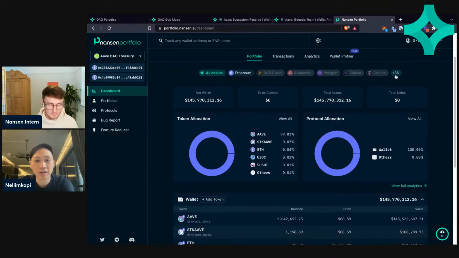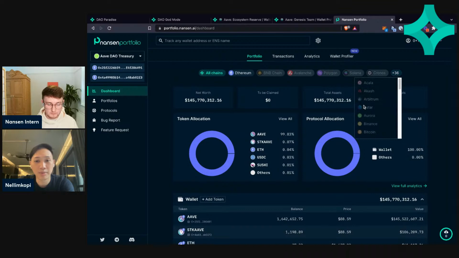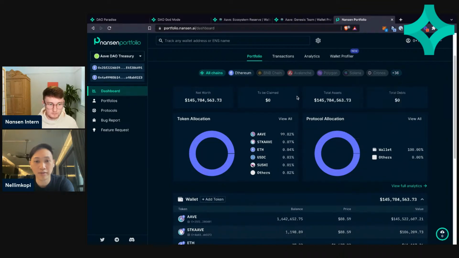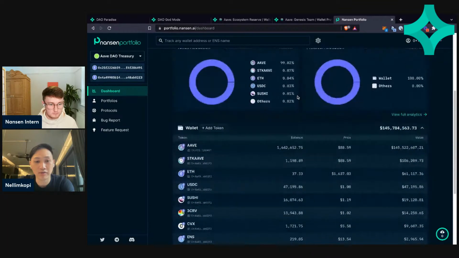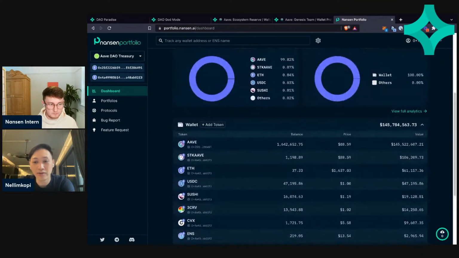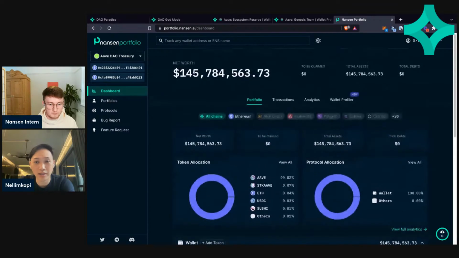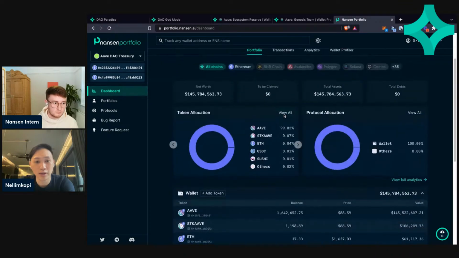Sure. Yeah, so you can see Nansen portfolio supports a lot of chains, more than 40 different chains, and we support a lot of different protocols as well. If you do have any protocols that you want integrated that we have not integrated, feel free to reach out to us, and we'll get that shipped out for you really quickly.